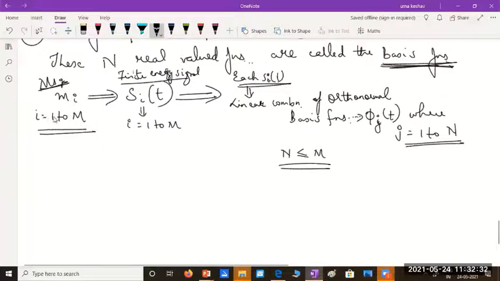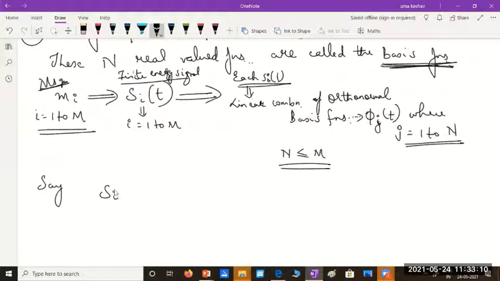You have messages Mi. Every message will be represented as a finite energy signal Si, and I can have m such values, m messages, m signals, and every signal can be expressed as a linear equation including orthonormal basis functions, which are written in the form of phi j of t. And this j value can vary from 1 to capital N, and n should always be less than or equal to m.